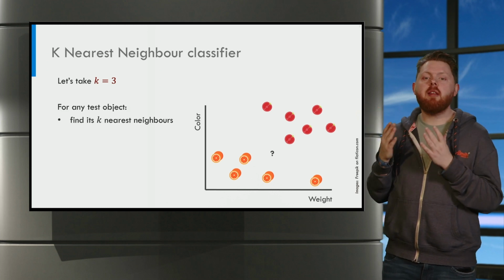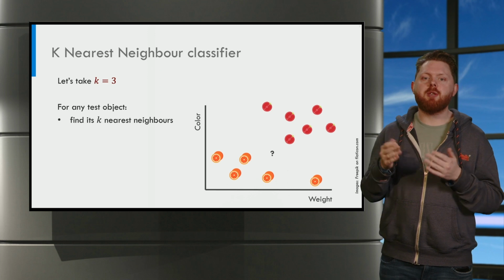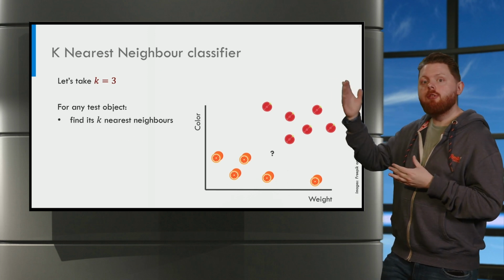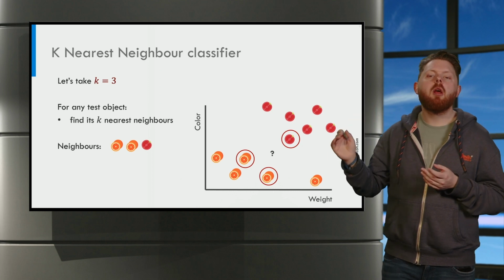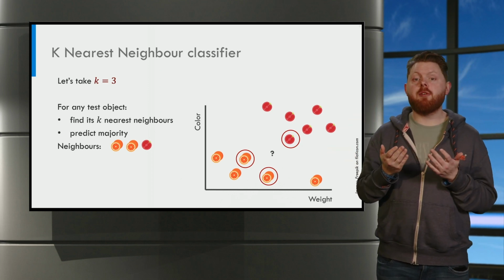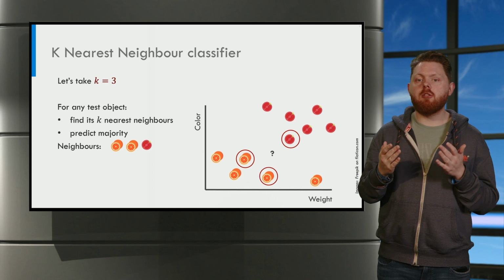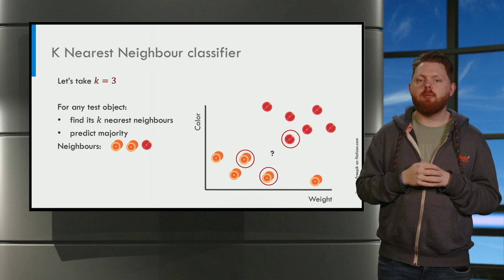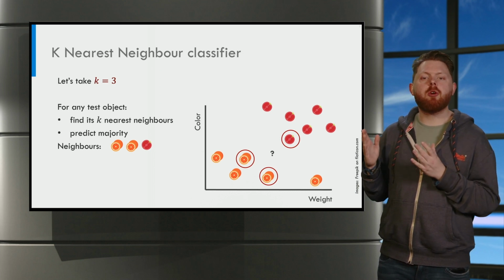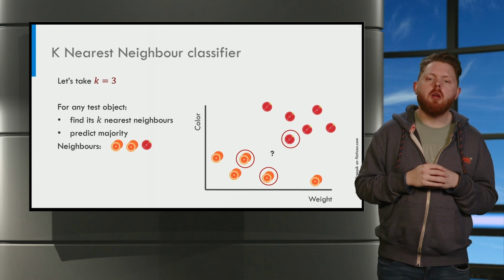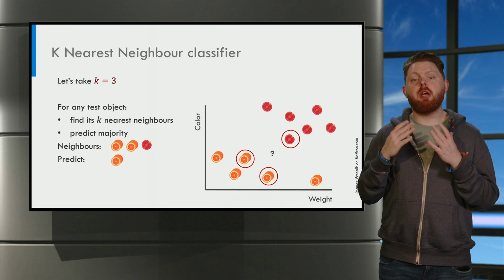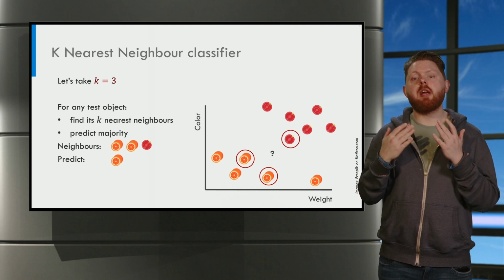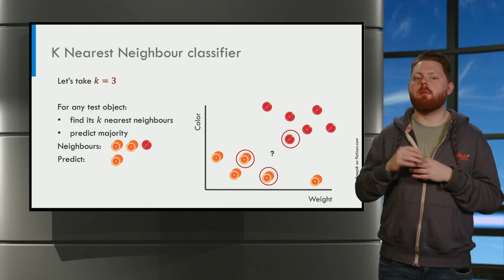First, we find the k nearest neighbors of this object. I have circled the neighbors in the plot. Now the nearest neighbor classifier will predict the majority class of the nearest neighbors. What is the majority here? The majority here is tangerine. So the nearest neighbor classifier predicts tangerine for the question mark.